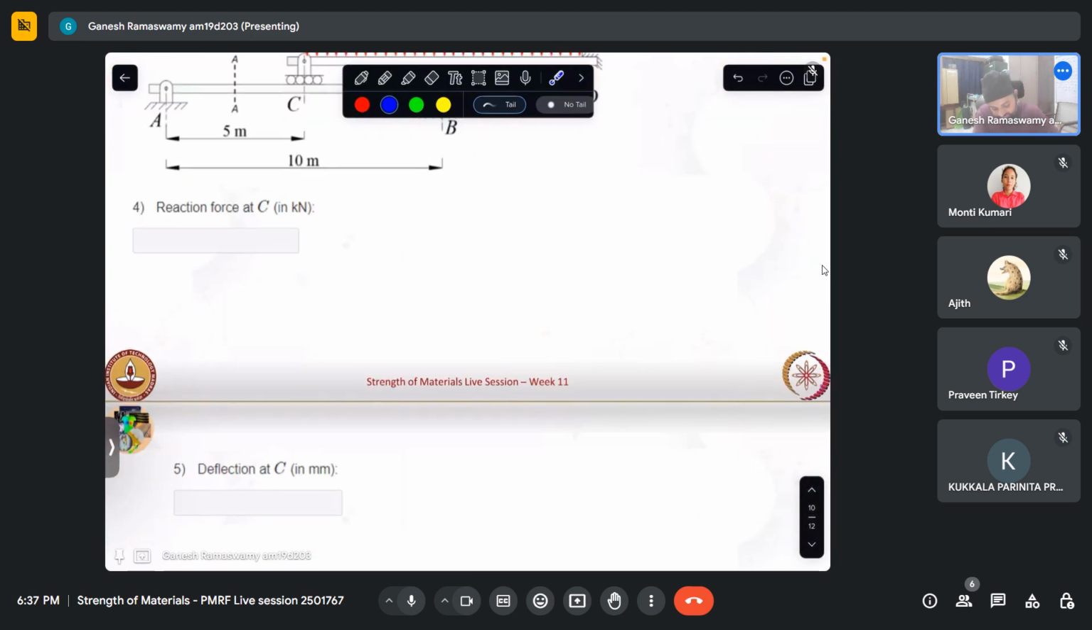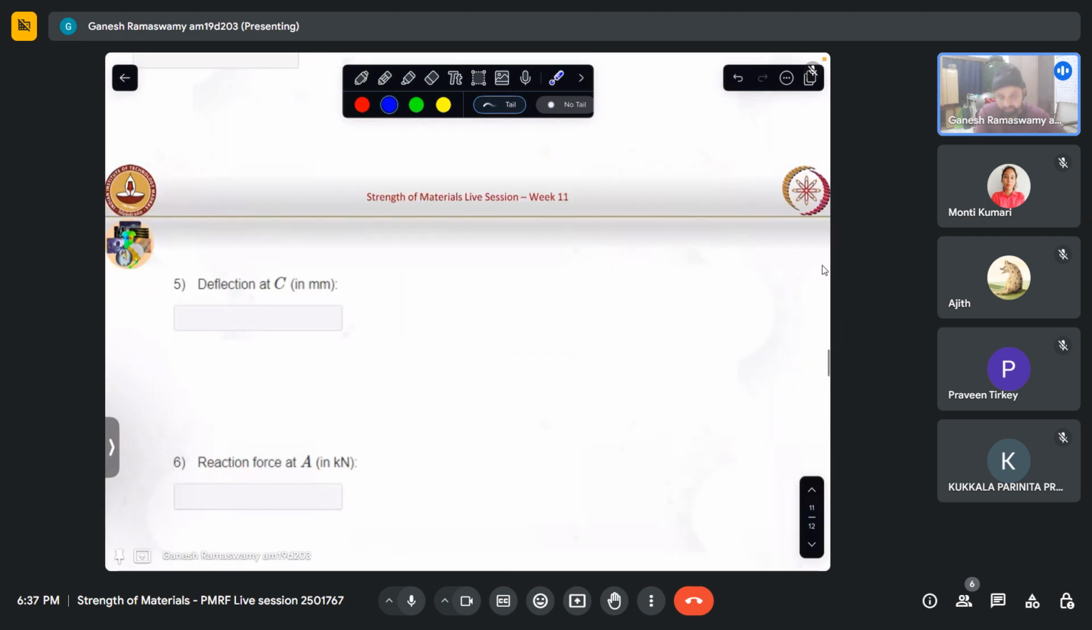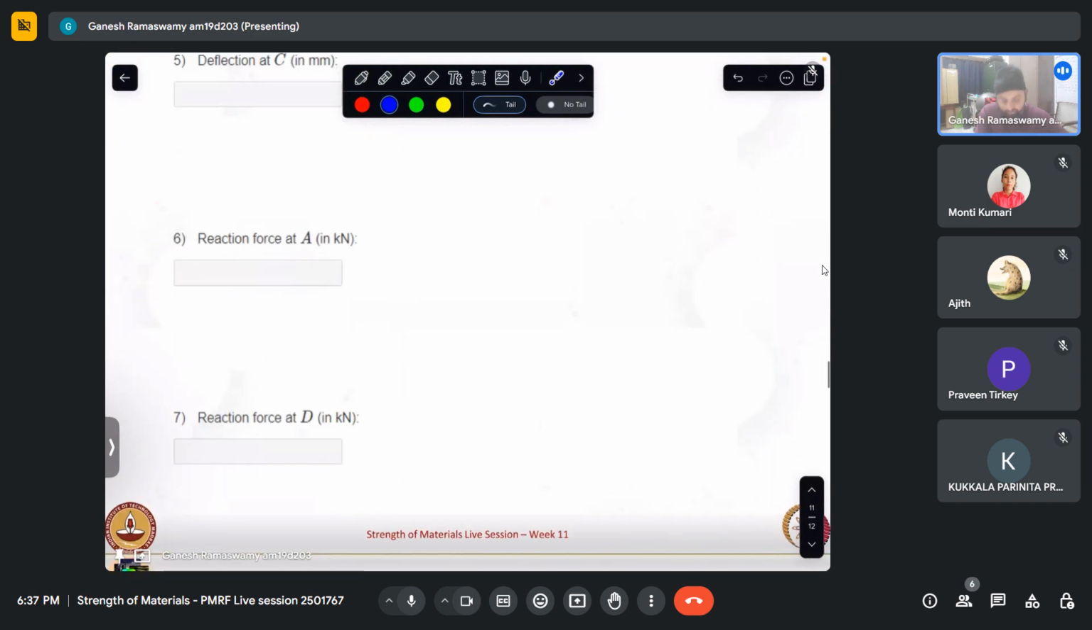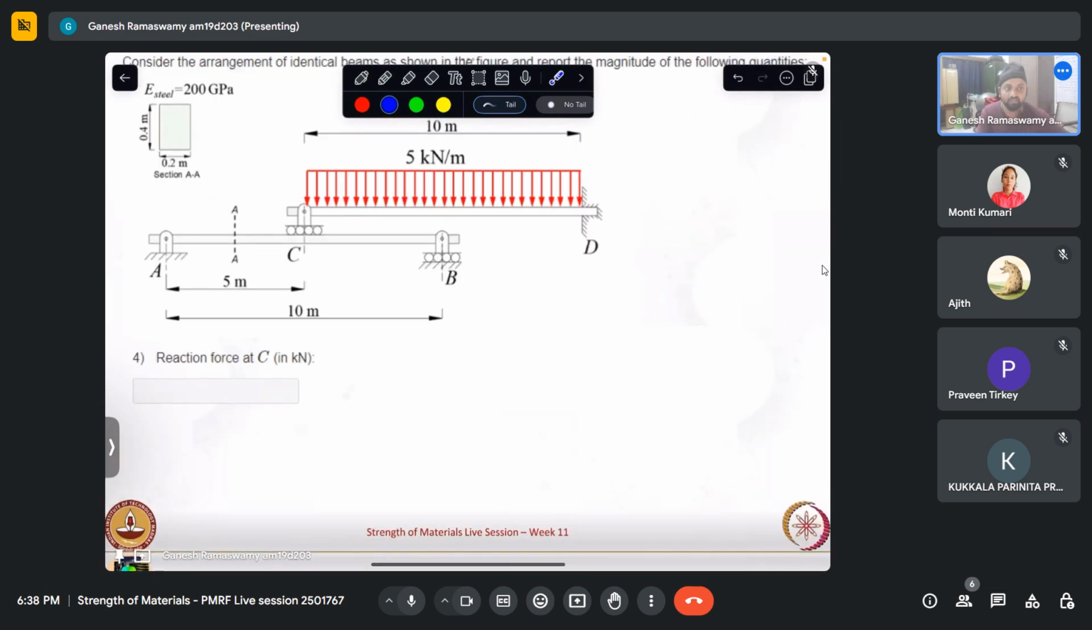So what are the quantities asked? Reactive force at point C. So at point C, there will be some force interaction. So we want to know what is the reaction that is offered by beam AB onto this beam at point C. Deflection at C is asked, the reaction force at A is asked, and the reaction force at D is asked. So the reaction everywhere and what is the deflection here is what is asked, because at the other points we can naturally see that deflection is 0, this being a fixed end, and these two by virtue of being supports. Now how do we go about solving this question?